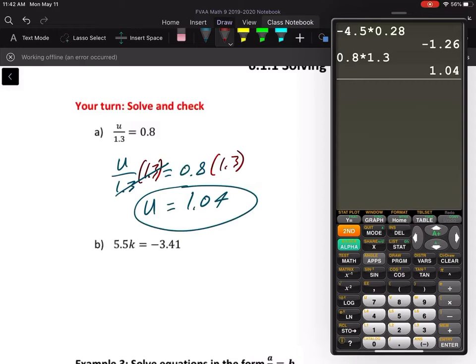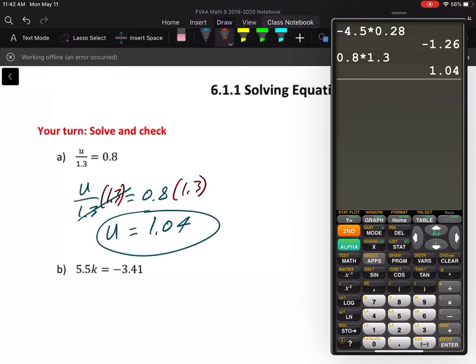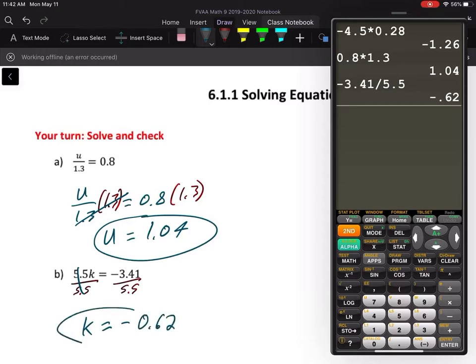All right, let's try this next one here. It's 5.5 times k, so I'm going to do the opposite operation and change that 5.5 to a 1 by dividing both sides by 5.5. Whatever I do to one side, I have to do the other side. 5.5 divided by 5.5 is 1, so those just cancel out. I'm left with k. And then I just plug the right side of the equation into my calculator. Negative 3.41 divided by 5.5. And I get negative 0.62. And that is my answer.